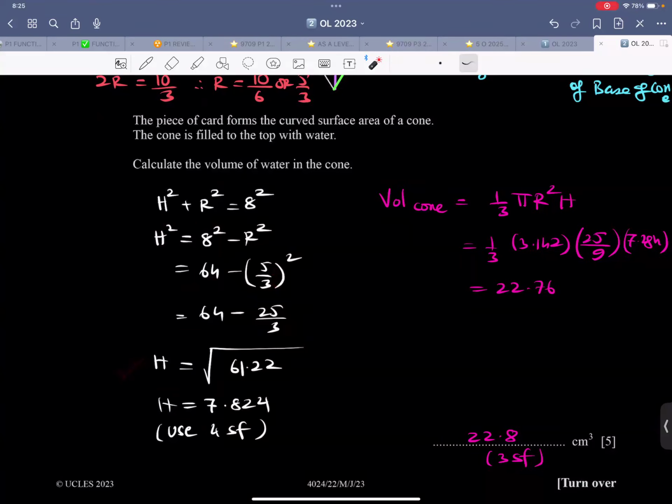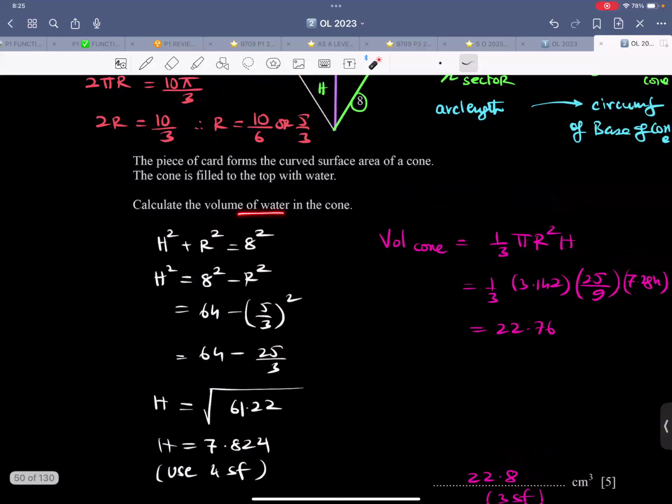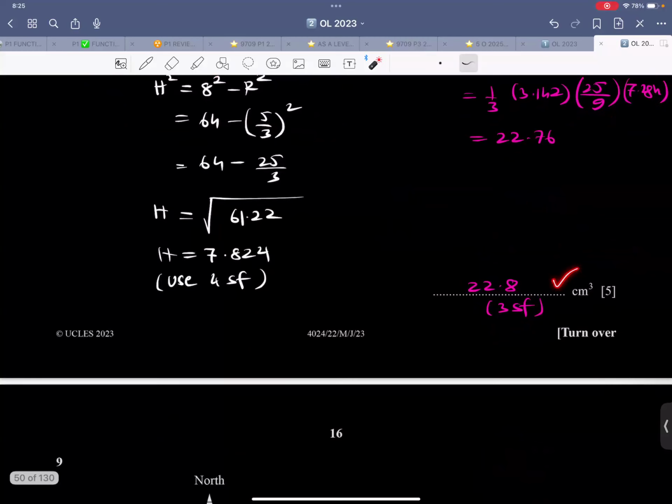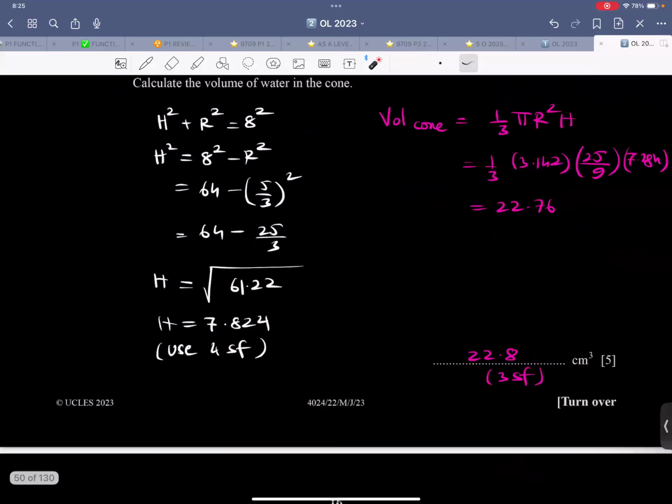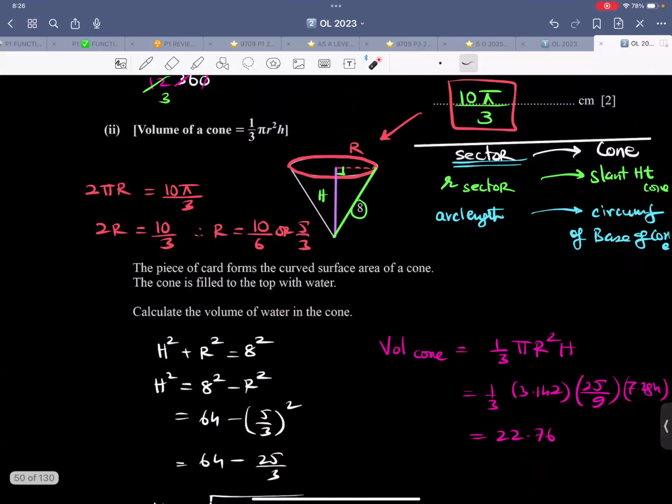At this point, use a calculator. h comes out to be 7.824, to 4 significant figures. What are they asking? Volume of water. Volume of cone is 1/3 pi r squared h: 1/3 times 3.142 times 25 over 9 times this value. That comes out to be 22.76, which is 22.8 to 3 significant figures.